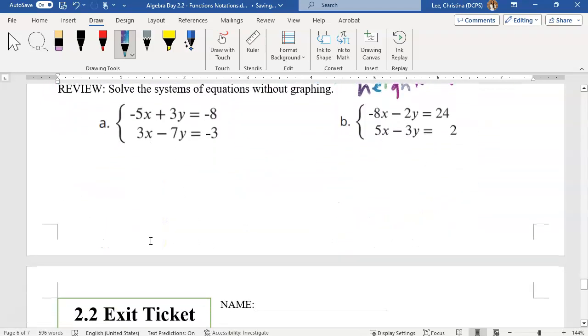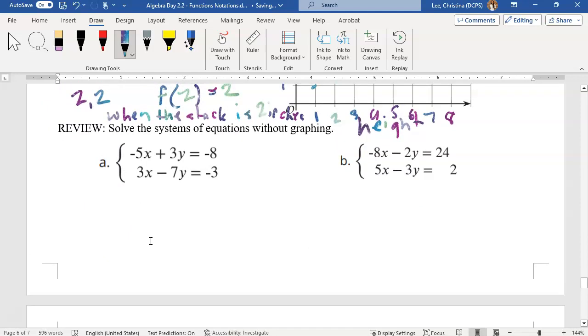All right, this is a review. Solve the system of equations without graphing. Okay, so because of the way these are set up, I would strongly encourage that you do these by elimination. And you're going to see review problems on every homework, just so that you don't forget the things we learned in the last unit.